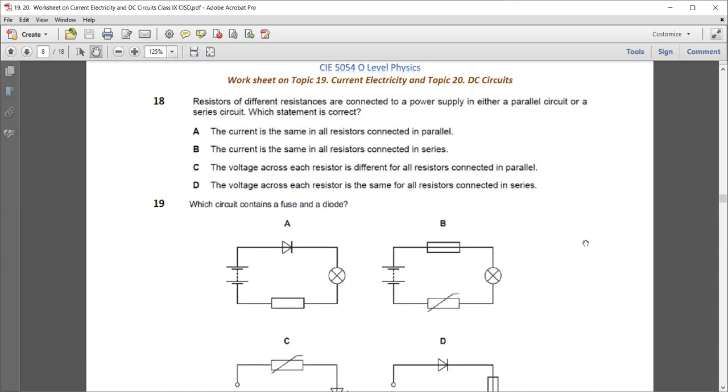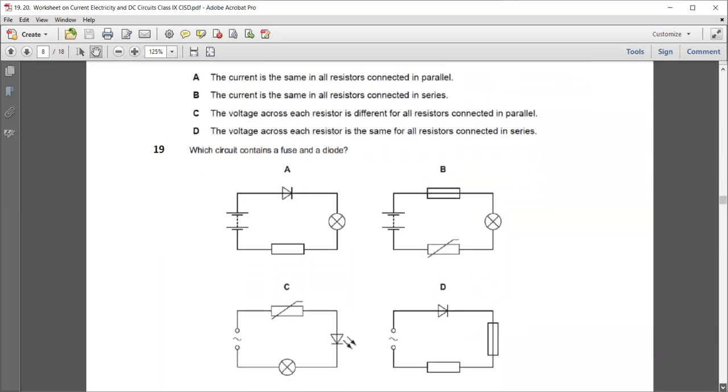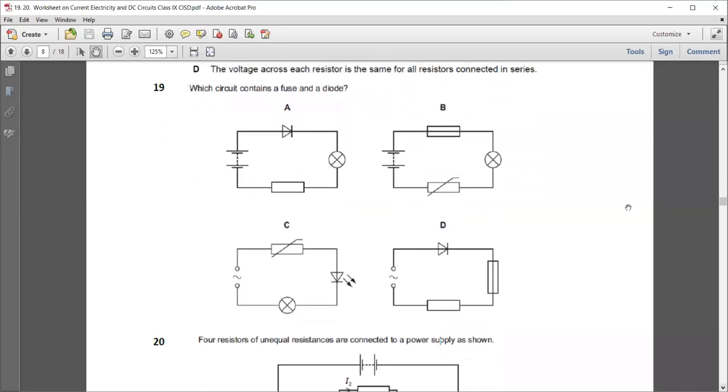Are you clear about this? Ziva, is she there? Yes, sir. Okay, where is Ifaz? Ifaz, read question 19. Which circuit contains a fuse and a diode?